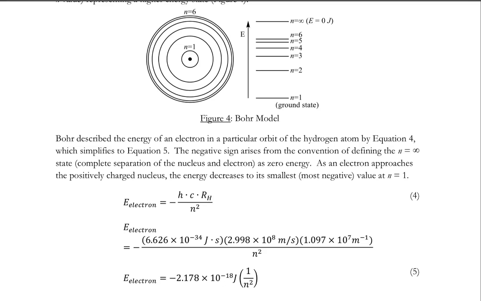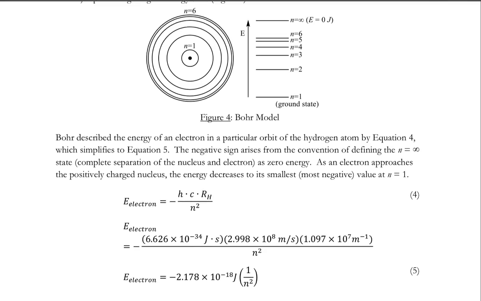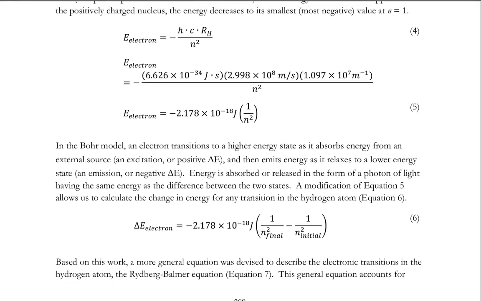If the energy gap, the delta E, corresponds to the energy of light in the visible spectrum, we see that light. That's one of those 4 transitions.